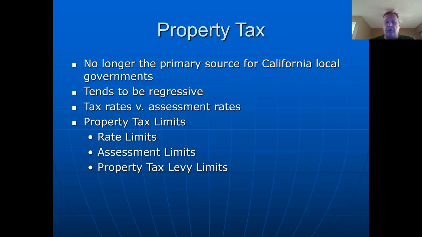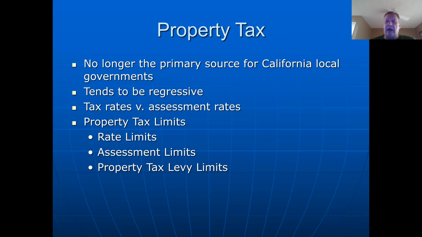Some other states will use what they call millage rates. A millage rate is $1 of taxation per $1,000 of assessed value. But the majority of states, including California, will express their tax rates in terms of percentages. Then you can also limit assessment. So again, the assessed valuation of the property is what you then apply the property tax rate to then calculate the final property tax liability for that homeowner.